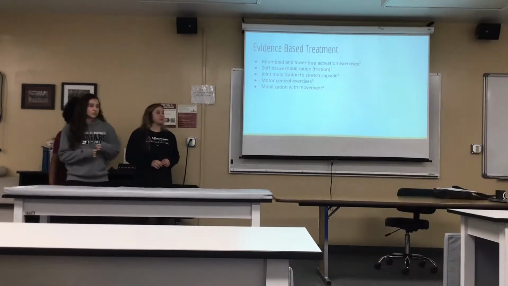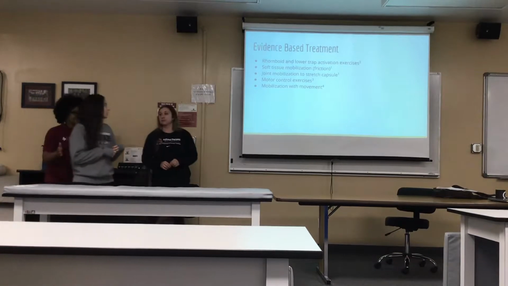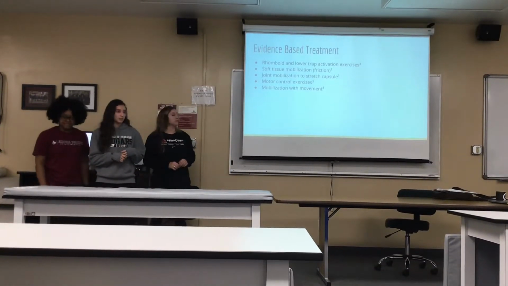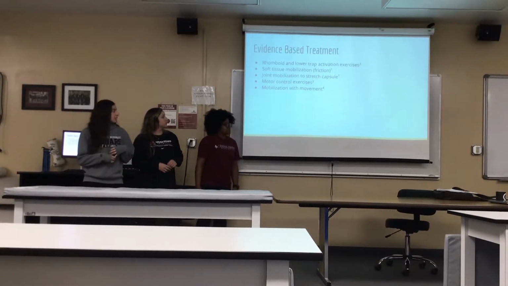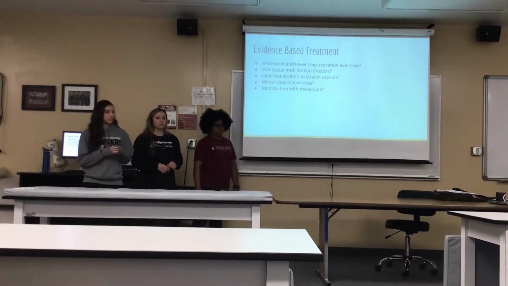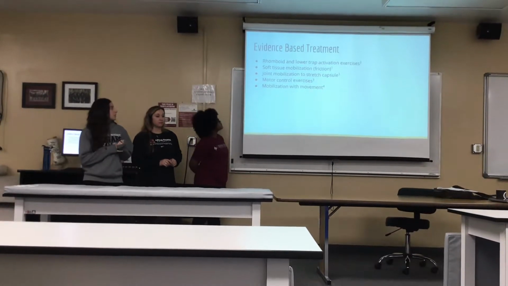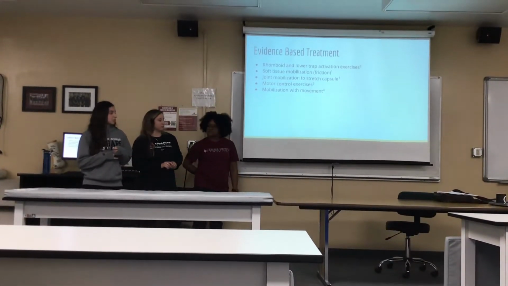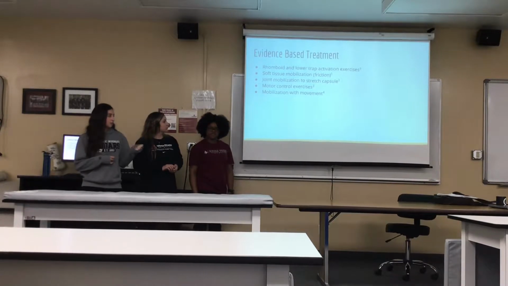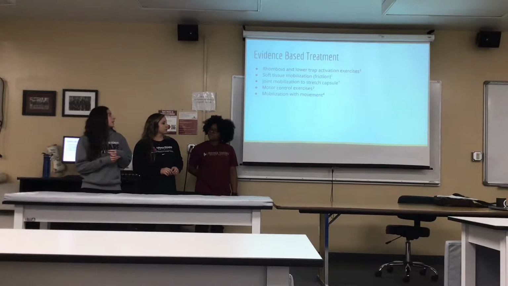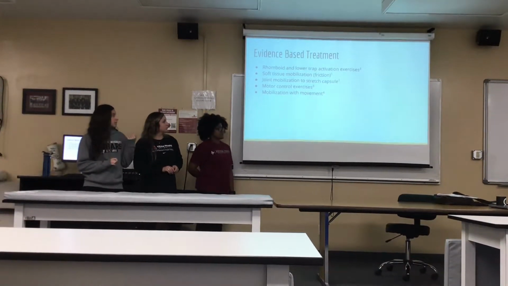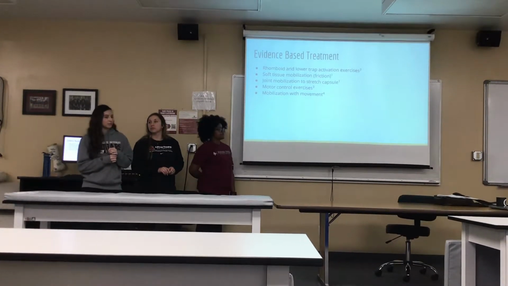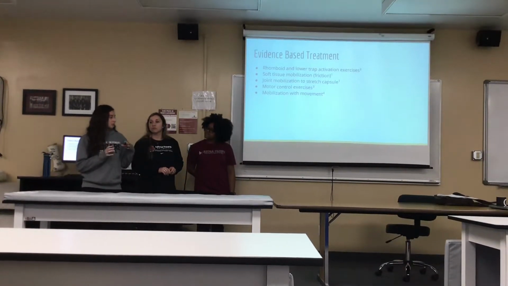Looking through the research, what they show as evidence-based treatment for shoulder impingement is rhomboid and lower trap activation exercises, just generally. They didn't really list any specific ones. Also soft tissue mobilization, and they recommended using friction massage, which is something that we haven't really used in clinical practice for treating shoulder impingement. And then joint mobilization to stretch the capsule, and also mobilization with movement, as well as motor control exercises trying to control the scapular positioning.